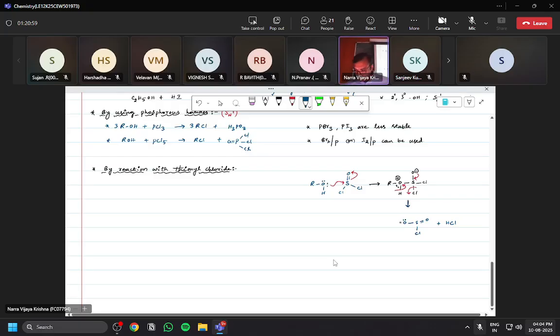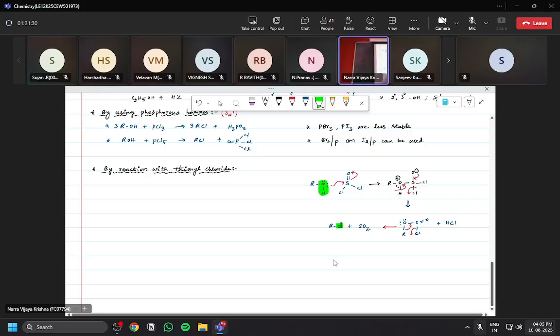I am writing this in this way. Now I am doing rearrangement, making this bond to shift here, making this bond to shift here. What you got now? RCl plus SO2. Right? Now, OH is gone in one direction. Chlorine also coming in the same direction or not?